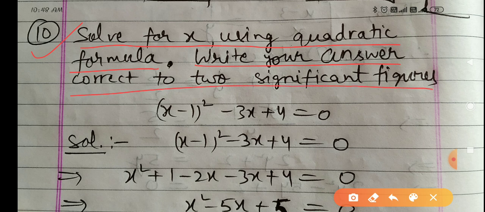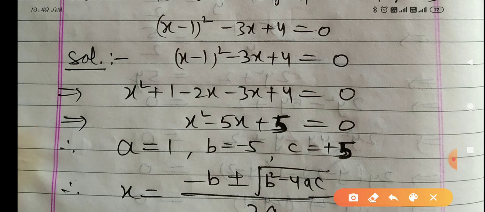Now I will tell you what a significant figure is in this question. In previous questions you have studied up to 2 decimal places, up to 3 decimal places. Now here you have to give the answer up to 2 significant figures. So this is the quadratic equation: x minus 1 whole square minus 3x plus 4 equals 0. Solution, you can see. First of all, I will expand x minus 1 whole square. So it will come x square plus 1 minus 2x minus 3x plus 4 equals 0. Simplify it: x square minus 5x plus 5 is equal to 0. So this is the quadratic equation.